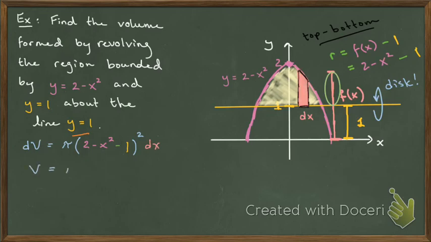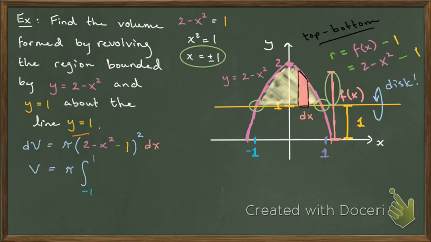I'm ready to write down the volume. It's the integral, and I need to find the bounds. Those weren't given to me, right? Kind of like they were last time. This time, the bounds are going to be where these two functions intersect. So I set up the equation 2 minus x squared equals 1, and I solve, and I obtain that these two curves intersect at plus 1 and minus 1. So the bounds of my integral will be plus 1 and minus 1. Okay? So I'm ready to integrate from minus 1 to 1 of 2 minus x squared minus 1. When I subtract 1 from 2, I get 1 minus x squared. I'll write that in a second.